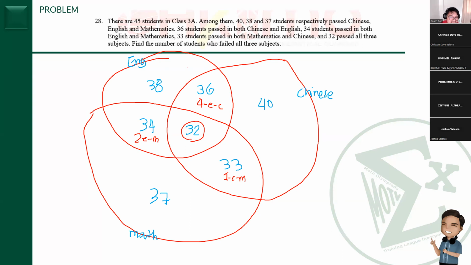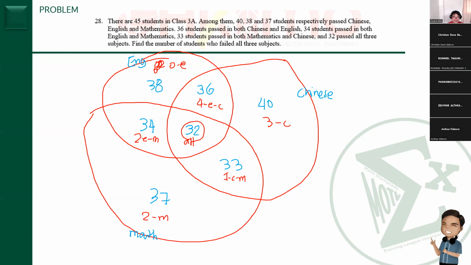Okay. So let's solve for how many pass only one subject. 32 pass all 3. And 2 is English and math, 4 is English and Chinese. So that should be 38. So 2 plus 32 plus 4, that's gonna be 38. So there are 0 that pass English only. For the next one, 32 plus 4 plus 1 is 37. So there's 3 who passed Chinese only. And 32 plus 1 plus 2 is 35, so 2 passed math only.